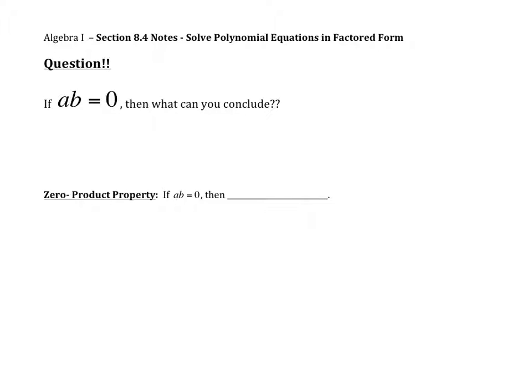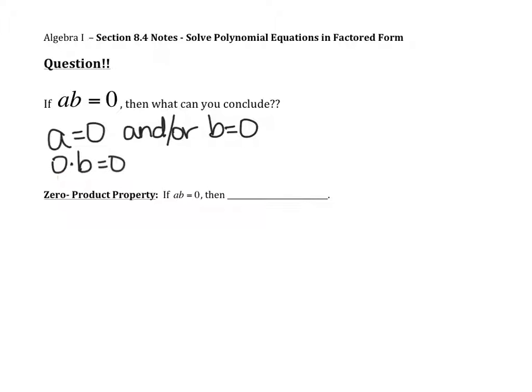So to start this section, I'm going to pose a question to you. If A times B is equal to 0, then what can you conclude? Think about it. If I have two numbers multiplied by each other and I get 0, that means that either A equals 0 and or B equals 0. Because if I put 0 in for A, I would get 0 times B, which is equal to 0, since 0 times any number is always equal to 0.